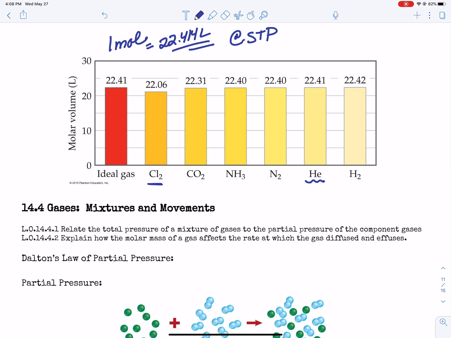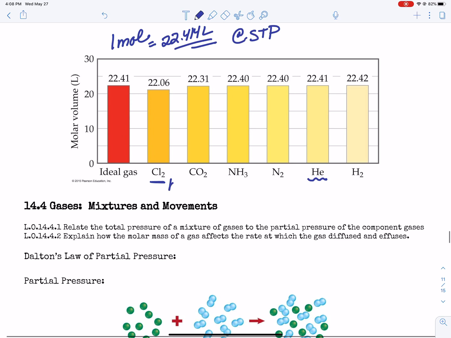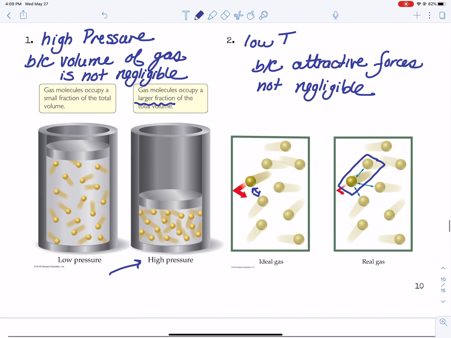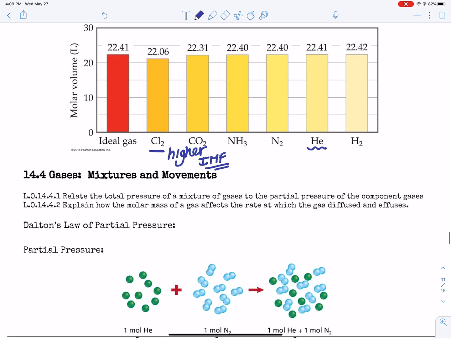Basically, it's all about intermolecular forces. These have higher, stronger intermolecular forces. Because of that, especially the attractive forces, they're more pronounced. So a gas behaves more like an ideal gas the lower the intermolecular forces.